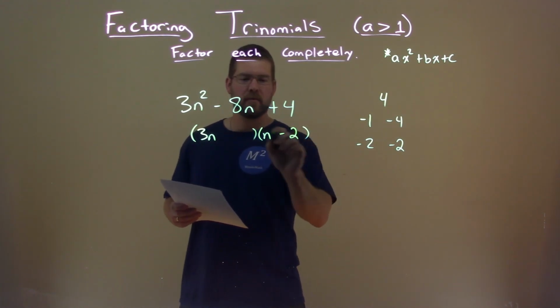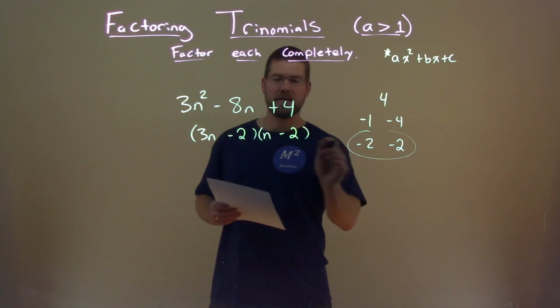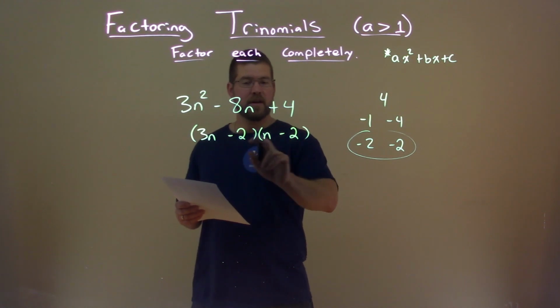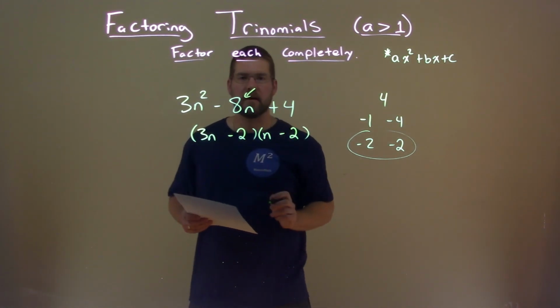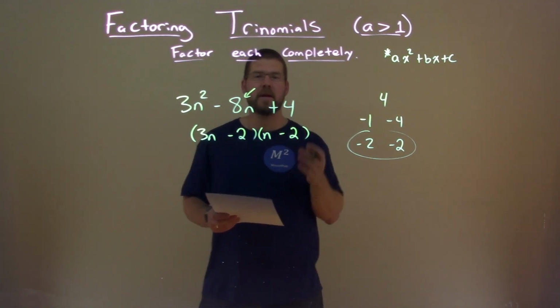So we have minus 2 here, and that's kind of our goal, right? 3 times a negative 2 is a negative 6, plus a negative 2 is a negative 8. That's like the kicker. So there we have our final answer, 3n minus 2 times n minus 2.